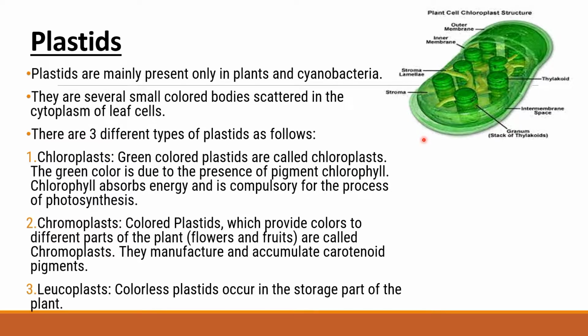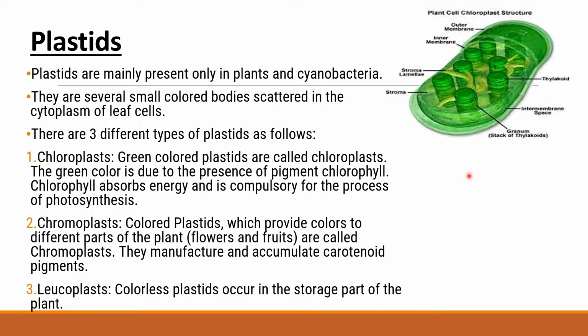We humans or animals don't have plastids, because we don't produce different types of color. In order to produce different colors, a pigment in the plastid is present, and that is what we call chloroplast. There are three different types of plastid: chloroplast, chromoplast, and leucoplast. So what is a chloroplast? It is the green colored plastid.